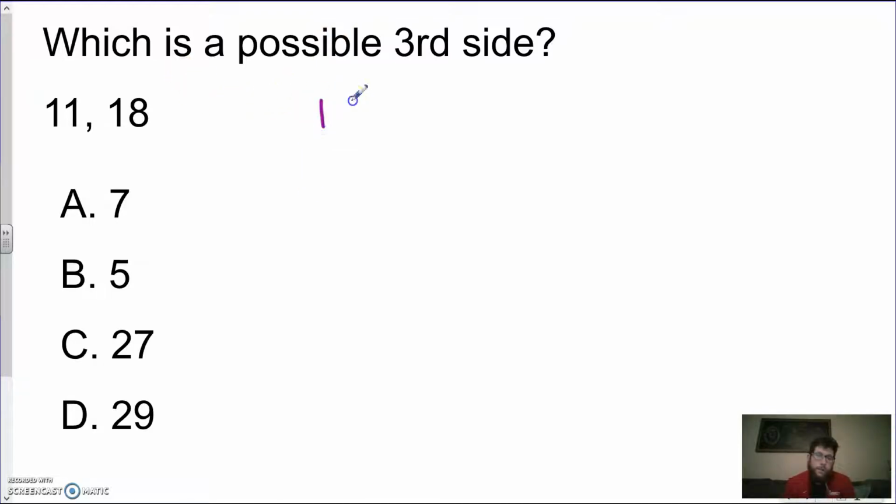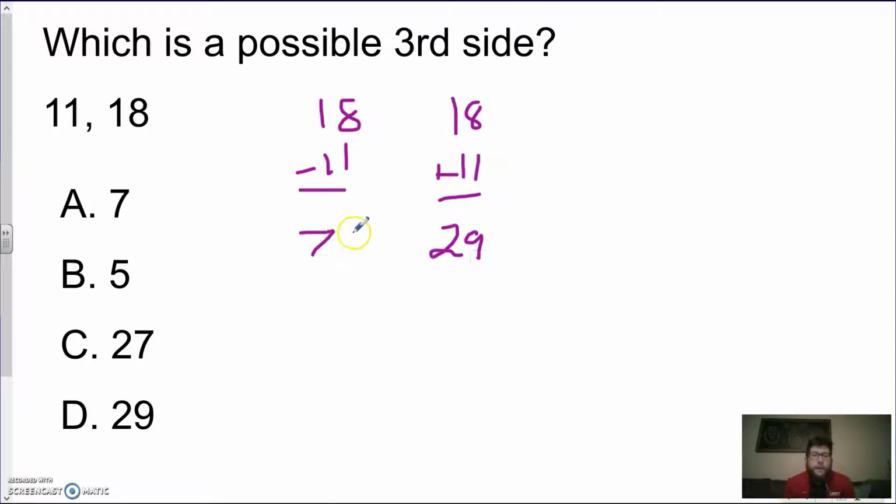So let's take a look. 18 minus 11 on one side, 18 plus 11. Subtract on one side, add on the other. This comes out to 7. This comes out to 29. 7 is less than x is less than 29.